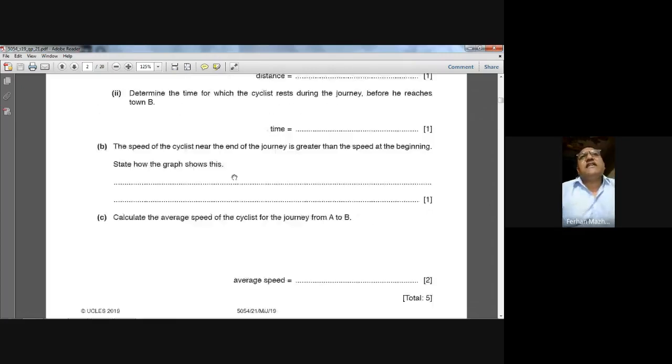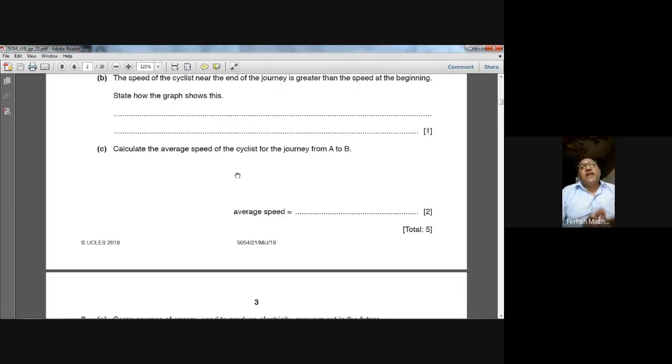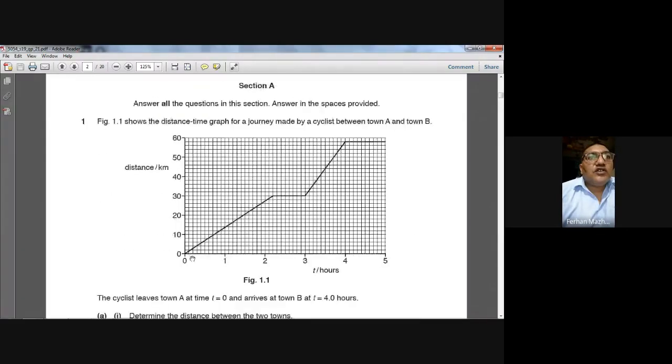Then part C: calculate the average speed of the cyclist for the journey from A to B. During this time period from 0 to 4 hours, he wants us to find the average speed. Average speed is total distance traveled divided by total time taken. From A to B the distance was 58 kilometers, and you divide it by the time taken, which is 4 hours.